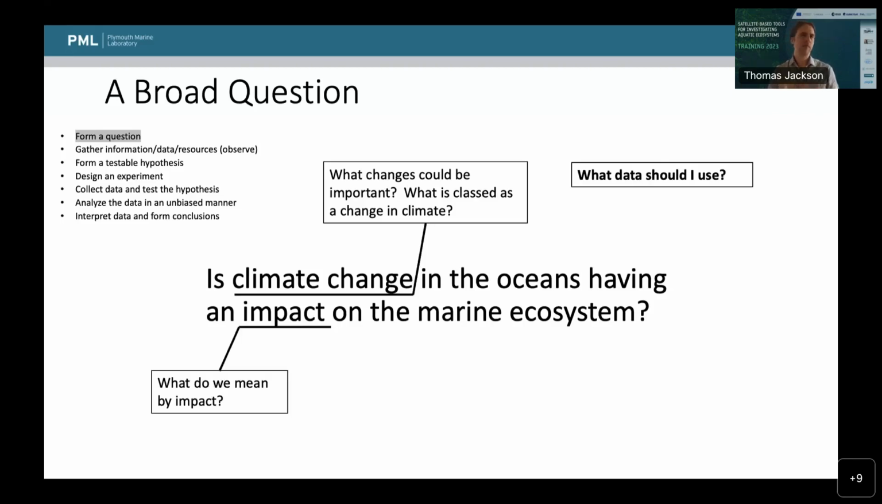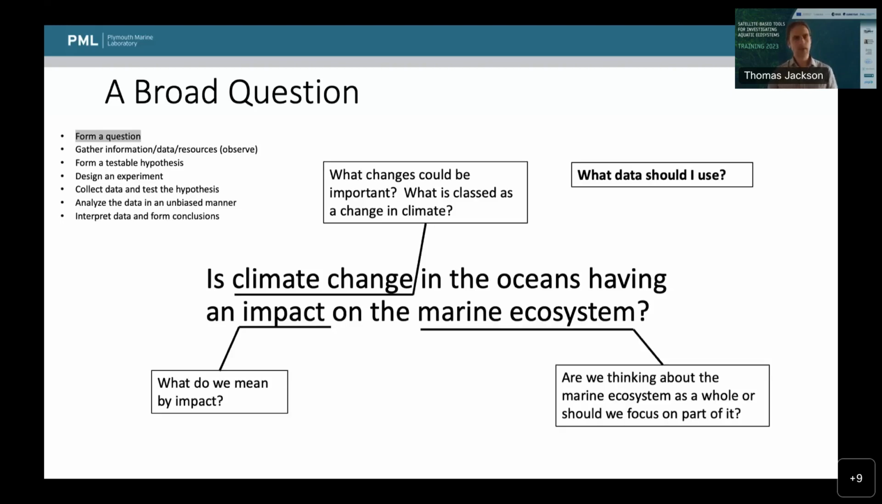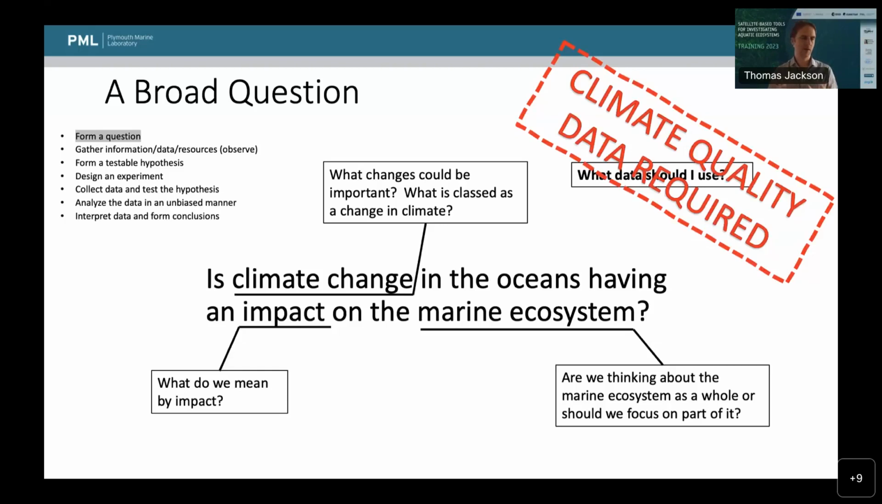When we talk about impact, what do we mean? Having an impact on the marine ecosystem. And are we talking about the whole marine ecosystem, or are we talking about a small part of it? If we say we only want to look at part of the marine ecosystem, that doesn't mean that's an invalid question, but we just have to phrase that question carefully and clearly when we come to forming a testable hypothesis. And an important part of this, a huge part of this, is that you have to make sure you use climate quality data whenever you're trying to address questions about climate change and climate change impacts. And I'll get onto what climate quality means, but it's quite stringent.